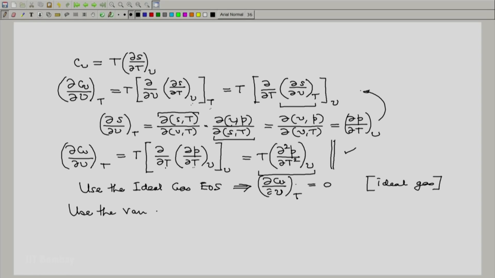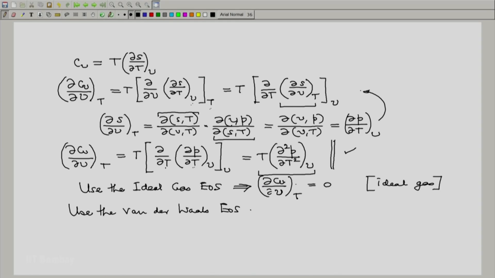Now use the van der Waals equation of state. Remember that the van der Waals equation of state is linear in pressure. You can straight away solve it for pressure. P equals some simple function of T and V. And you will notice that variation of Cv with respect to V at constant T is 0 even for the van der Waals gas, and that means even for a van der Waals gas Cv is a function of T alone, it is not a function of V.